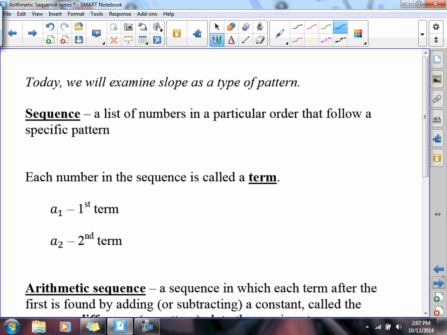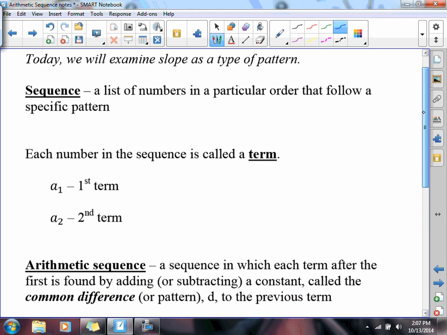And we also want to think of this pattern as a type of slope. And slope is a concept that you're familiar with. So this could be kind of a review or a preview of that concept of slope. But it's going to be a constant amount that we're either adding or subtracting to get these sequences. And that's really what slope is. It's adding or subtracting a constant amount to an equation.